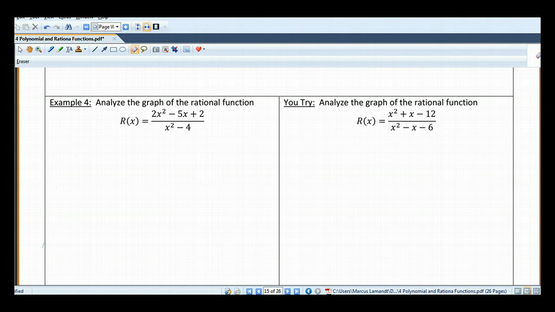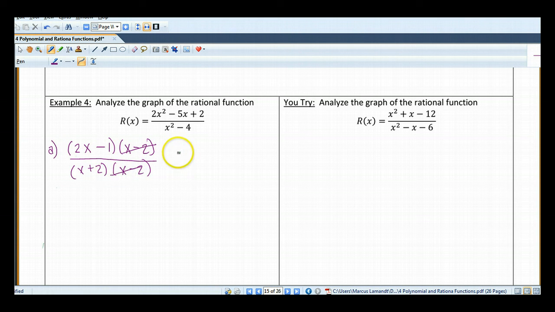Okay. Alright, let's go ahead and do this problem. Oop, let me get my pen. I'm going to factor the top. The top factors to, let me see, 2x minus 1, x minus 2. Let me FOIL that in my head: 2x squared minus 4x minus x plus 2, it works. And the bottom is x plus 2, x minus 2. The x minus 2's cancel out.